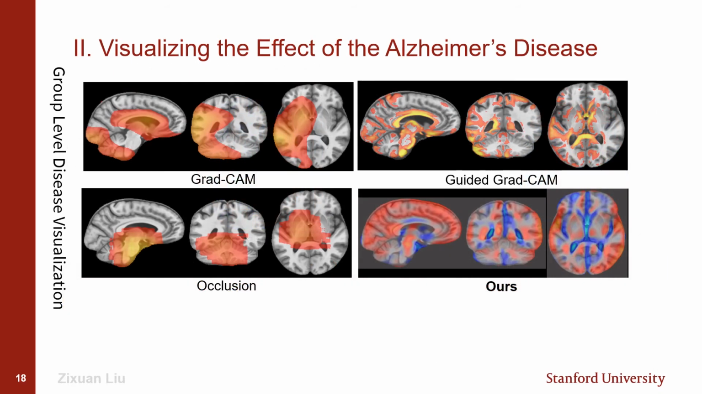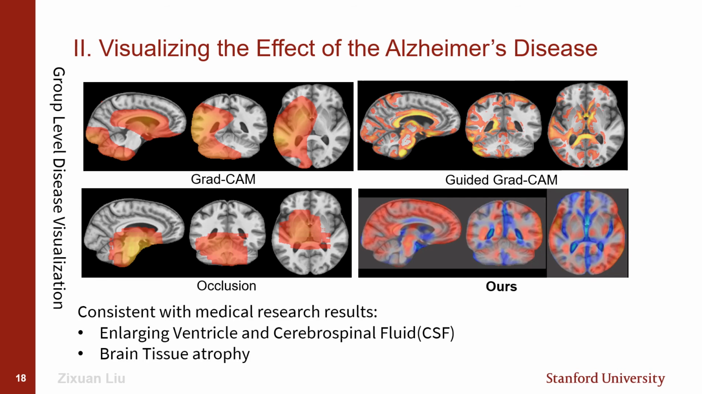We also generate group-level visualization results for some baseline methods and our method. We can see that at group level, our method still generates visualization that indicates results consistent with medical research results. Note that here we focus on the AD effect on control subjects, so we can see enlarging ventricle and CSF region, as well as brain tissue atrophy.